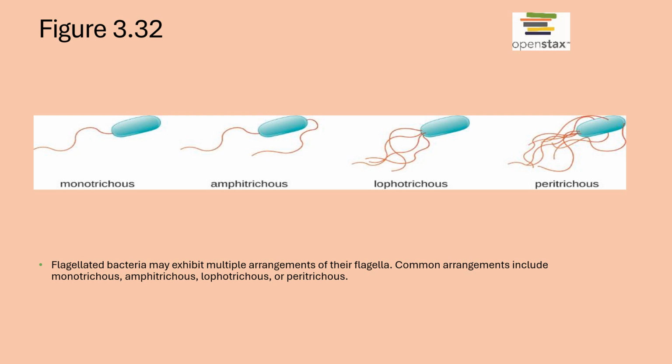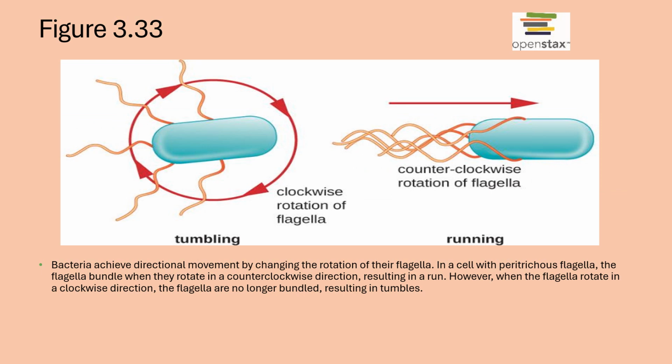So if a cell has flagella, then characteristically it's one of these types. It's not like, oh, today I'm going to be monotrichous, but tomorrow I'm going to be peritrichous. No. If a particular cell is peritrichous, it's always going to be peritrichous. If it's monotrichous, it's always going to be monotrichous. So that's why you can use it to help in identification purposes. The flagella does help with motility of the cell. Cells move in what we call a run and tumble.